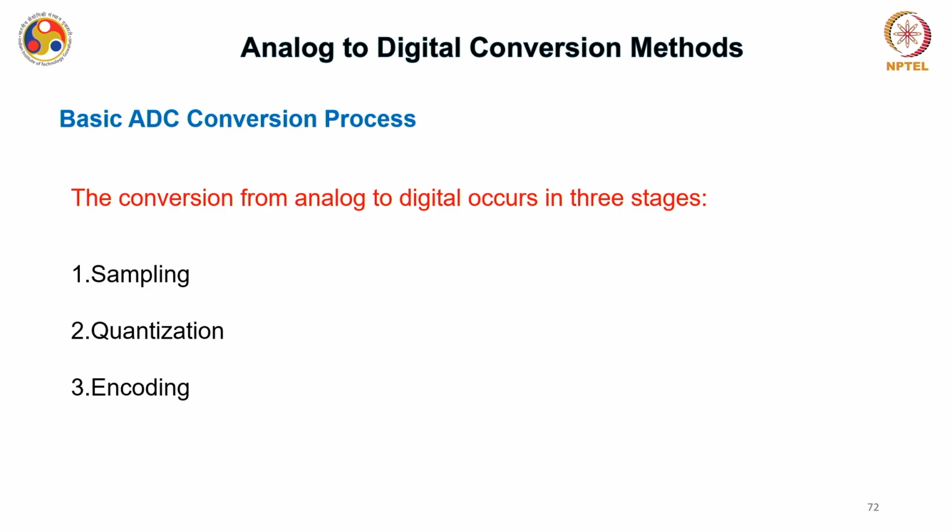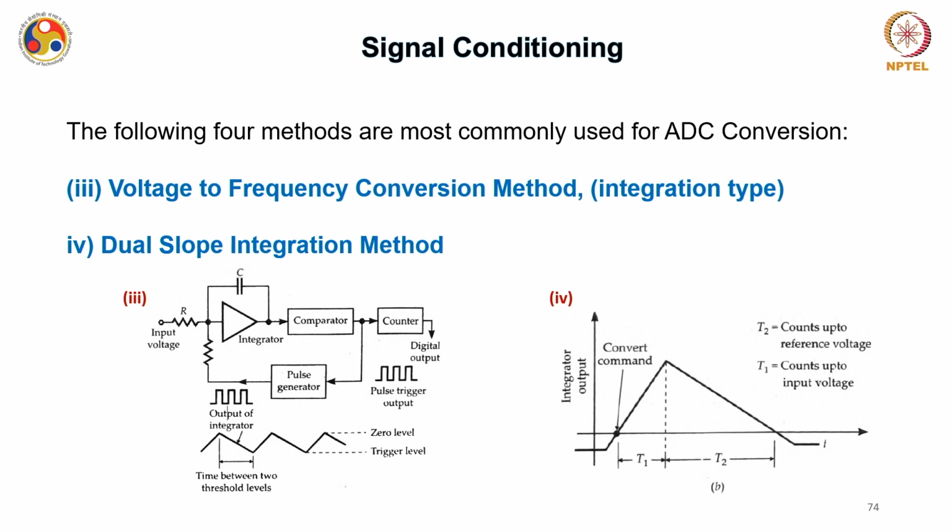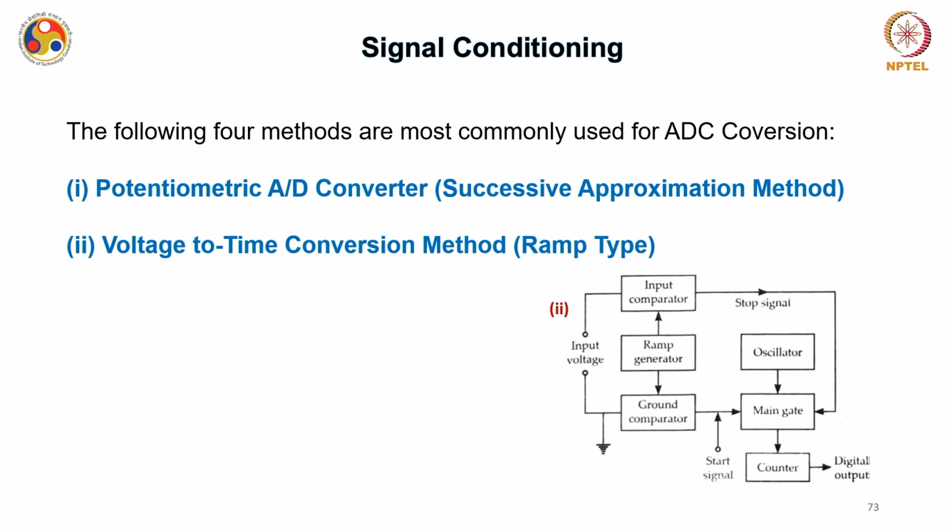ADC was found to be a little complicated, and the conversion from analog to digital occurs in three different stages: sampling, quantization and encoding. We have seen the role of a sample and hold circuit, and we discussed different methodologies to convert an analog signal to a digital signal. Particularly, we have seen the potentiometric AD converter.